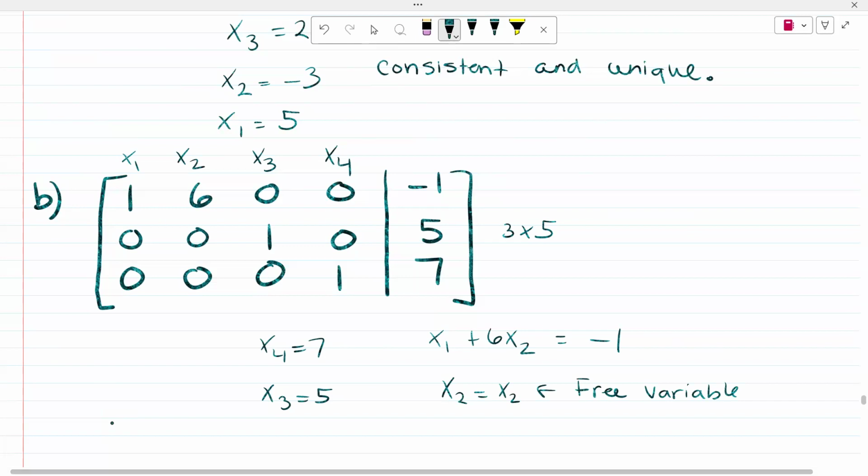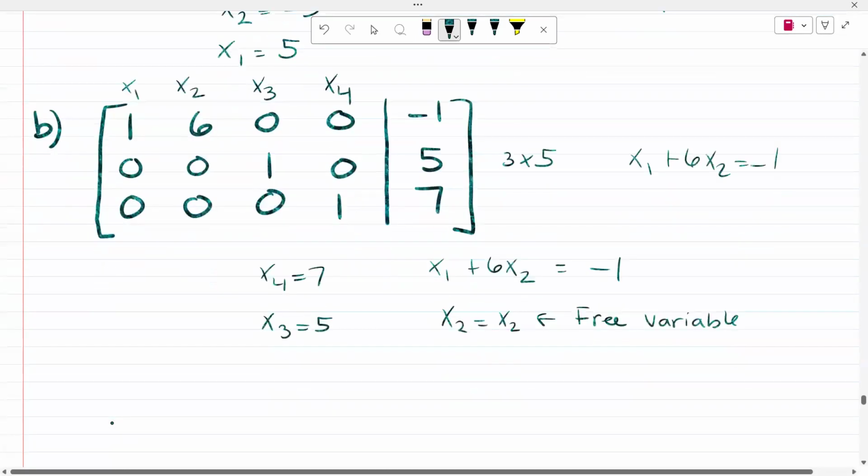Yeah, I think if you solve for it, you have x1 plus 6x2 equals -1, and then you solve for x2. I think x2 is a free variable, so that's like infinitely many. So I do think this matrix does have a solution. It's consistent, and it would also be infinite.